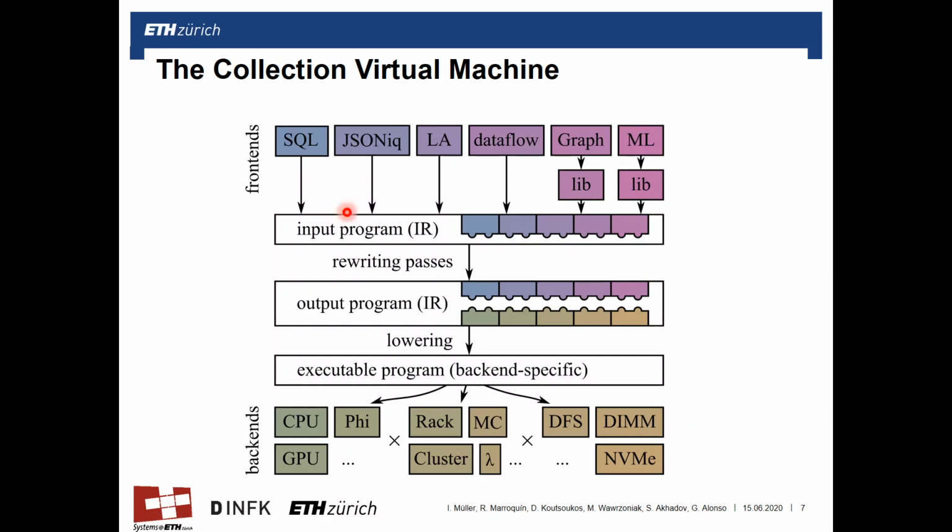The different frontends are really just thin translations to some intermediate representation that is very close to the specific frontends. And then there are rewriting passes that first bring them into some more common intermediate representation, and then a more target-specific or backend-specific intermediate representation, which can eventually be lowered into executable form that is specific to the particular backend that the user has decided to use.